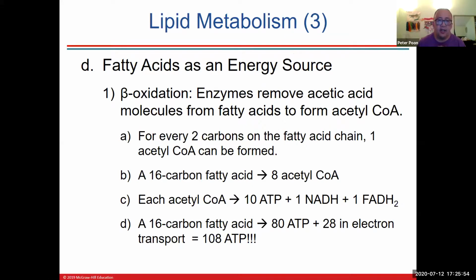Beta oxidation. Each acetyl-CoA can make that. So, a huge amount of ATP.